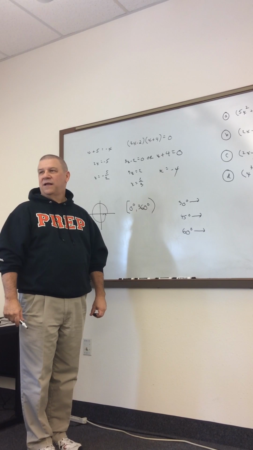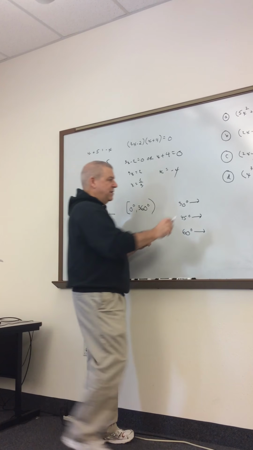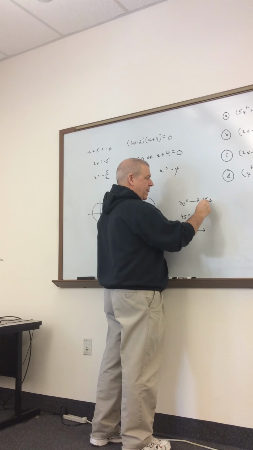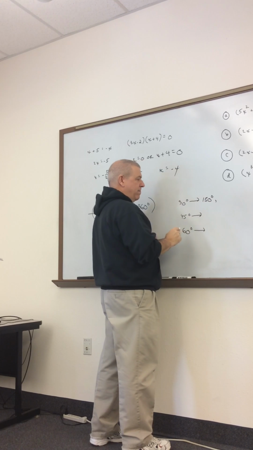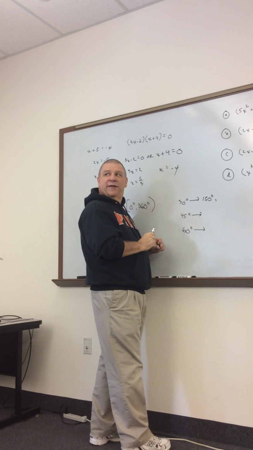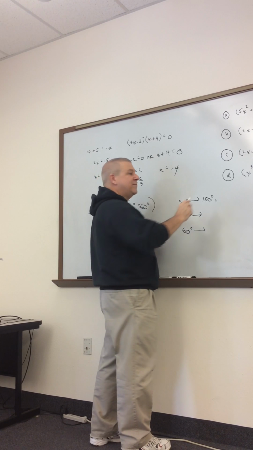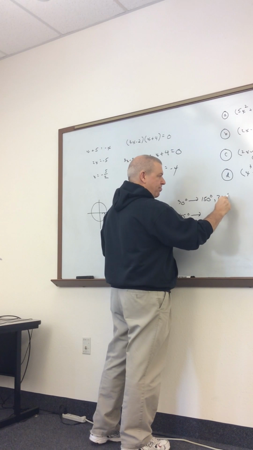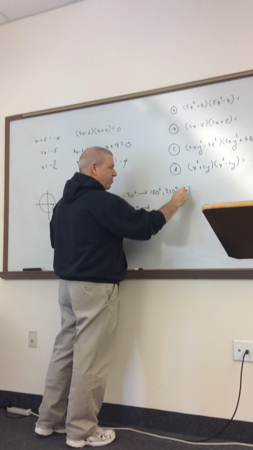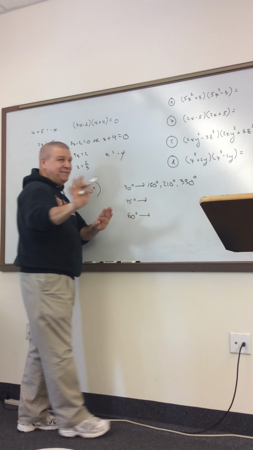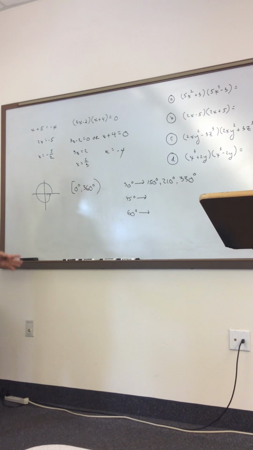Nick. 30, 150. Oh, wait. Am I doing 45 now? Oh, no. 30. What is it in the third? 210. And then 330. Write these down. You're going to see why here shortly.